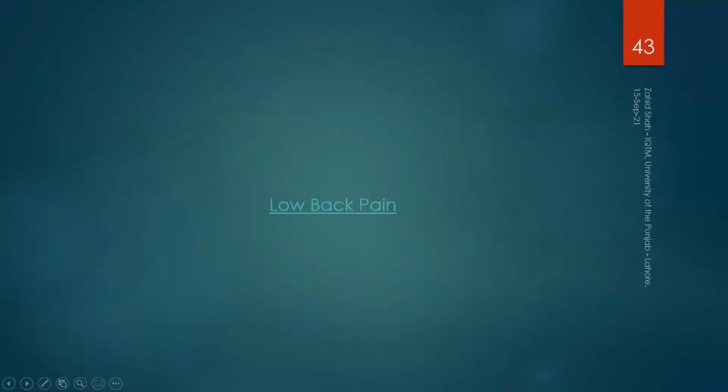Another problem that I'm not going to discuss in detail here is lower back pain. As we discussed, there could be different reasons for low back pain. It can relate to the muscles of the back. It could be related to the disc, and the disc can have different problems. Disc can degenerate, disc can rupture, or different problems can take place. It could relate to the vertebral bodies, or it could relate to the ligaments as well.